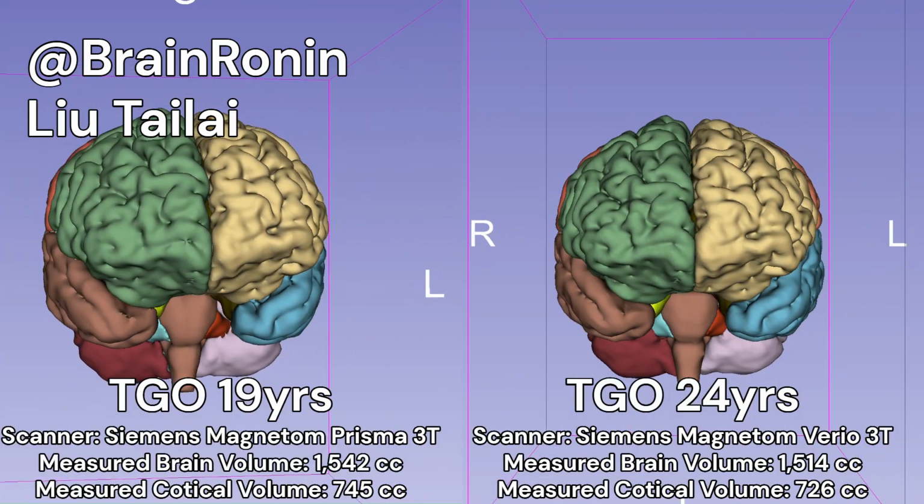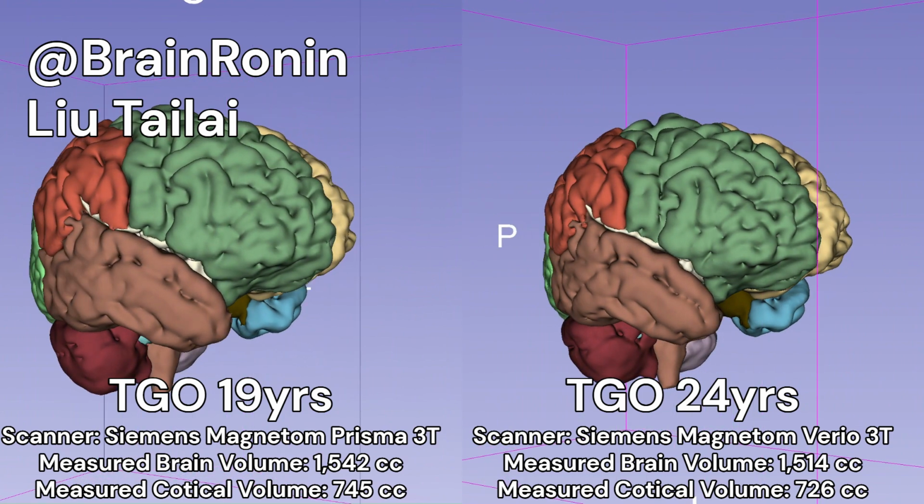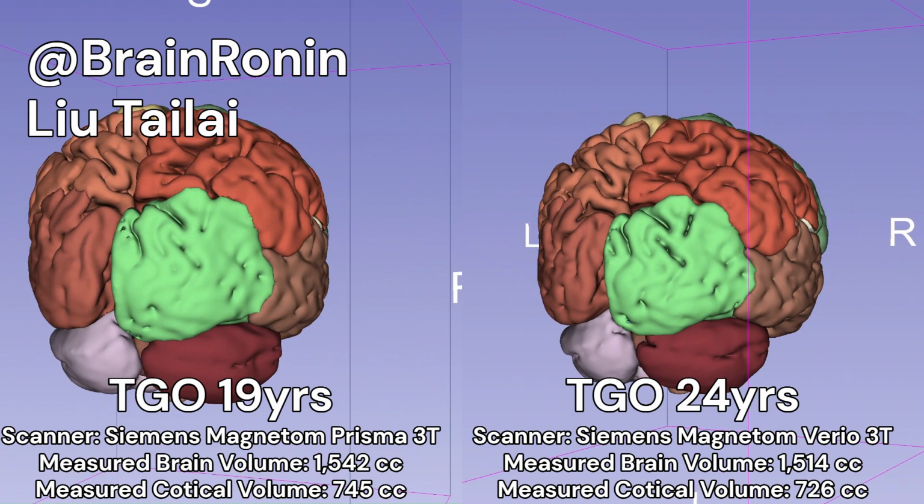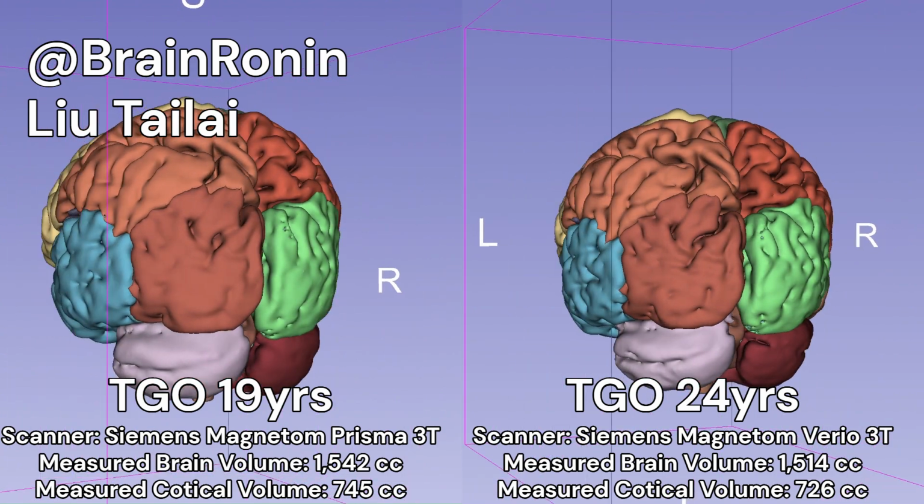Yet, compared with my scan from 5 years ago, there is absolutely no change in either my whole brain volume or cortical volume. The small differences you see are entirely due to measurement error.